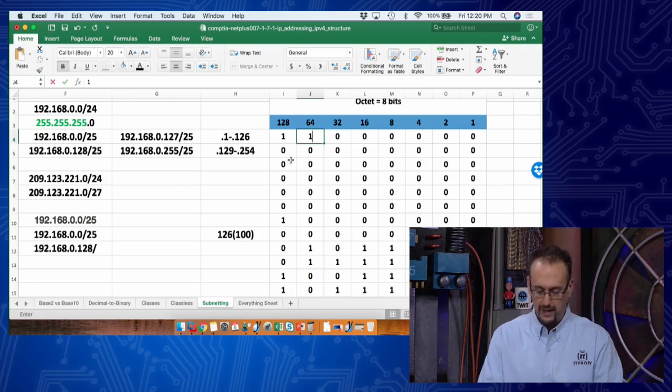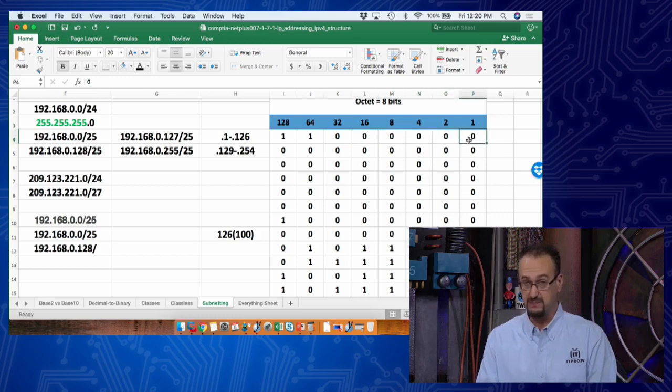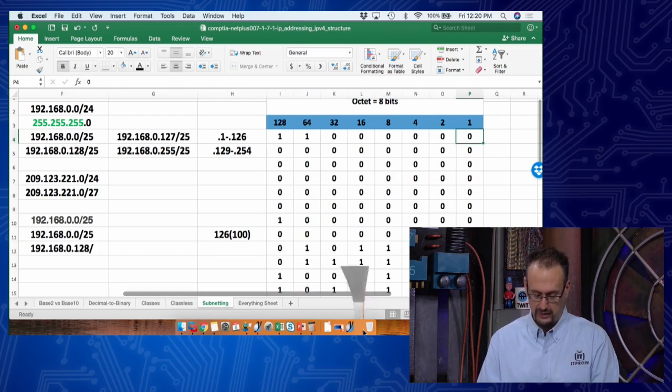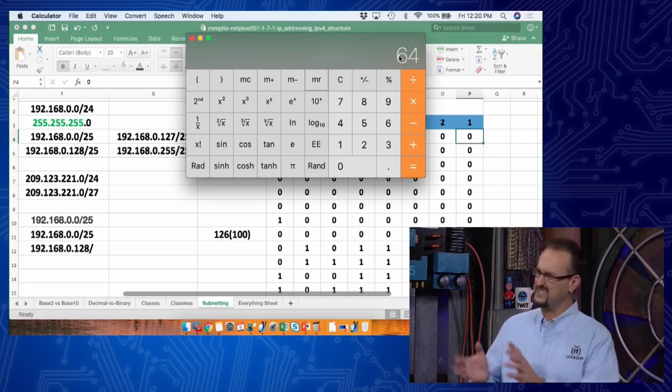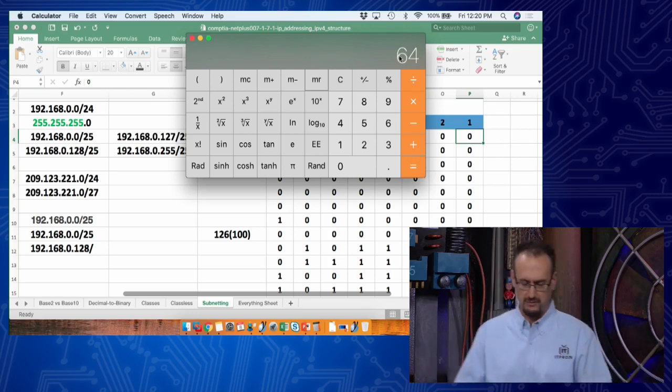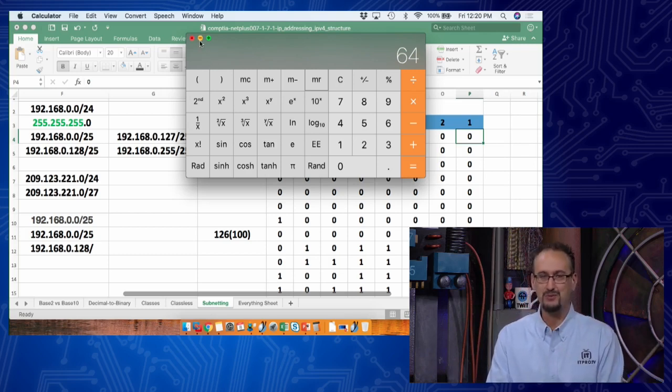So what if I make 2 of these network bits? Does 1, 2, 3, 4, 5, 6 bits give me 42 hosts? Well, I don't know. Let's go back to our calculator. If I do 2 to the power of 6 and hit equals, that gives me 64. 62, because we can't give the first and the last address, right?